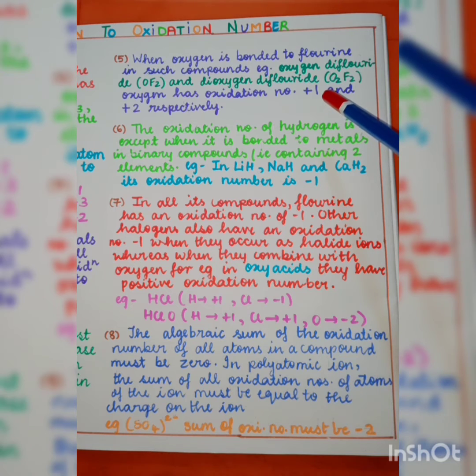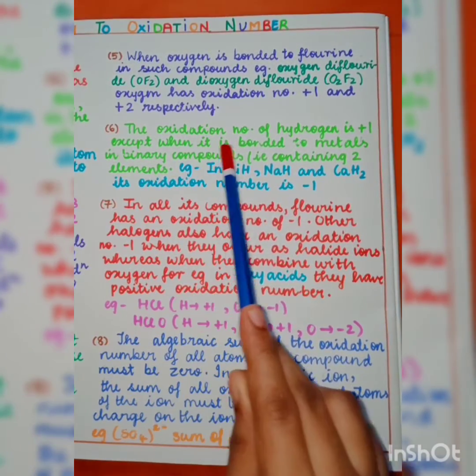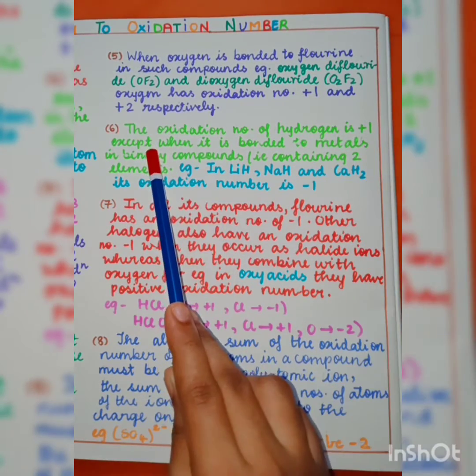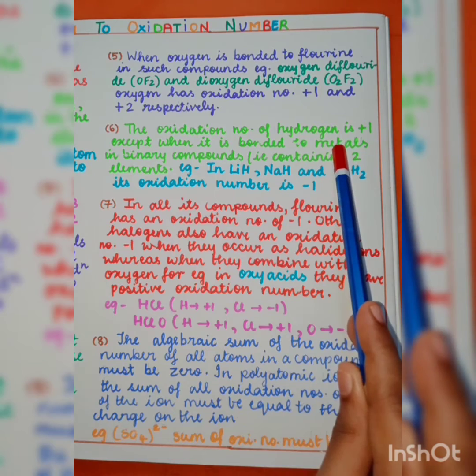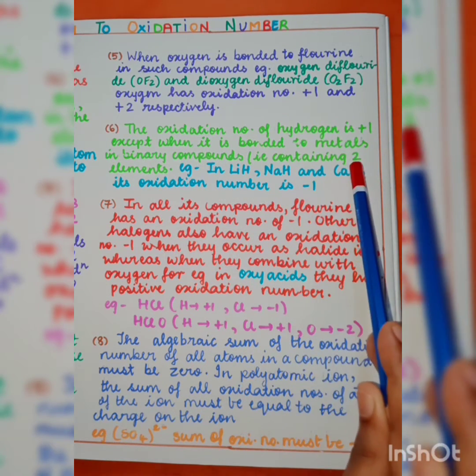I hope you are clear with rule 5. So I will now move on to rule number 6. And rule number 6 is the oxidation number of hydrogen is +1 except when it is bonded to metals in binary compounds, that is compounds containing two elements.